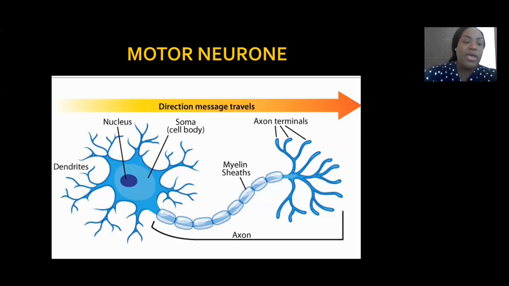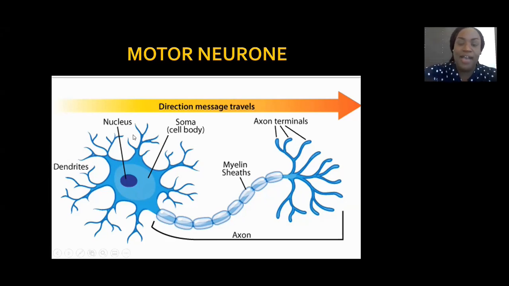So moving along, the cell body, attached to it is the long axon. Now this axon is also covered by the myelin sheath, which is the insulator. Remember, it causes the electrical impulse or that current to move quickly. The direction of the message, you will see it's traveling from left to right. These messages or impulses always travel in one direction, one direction all the time.